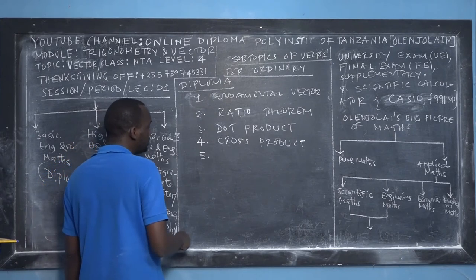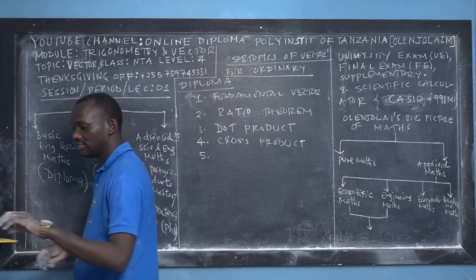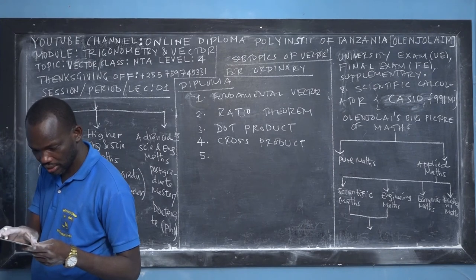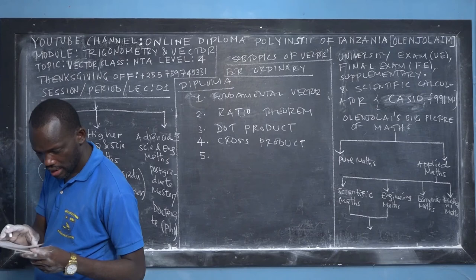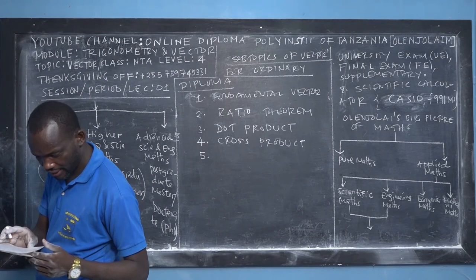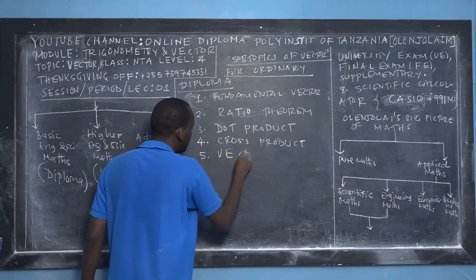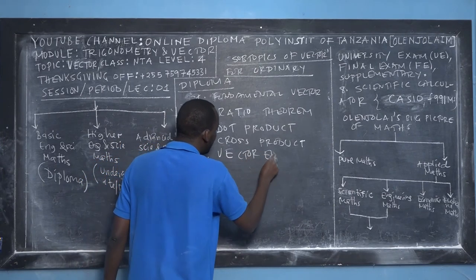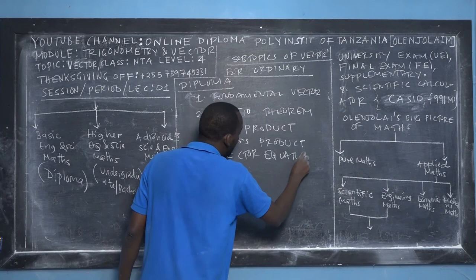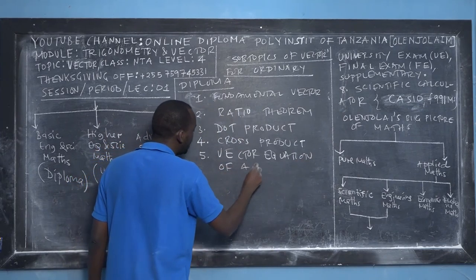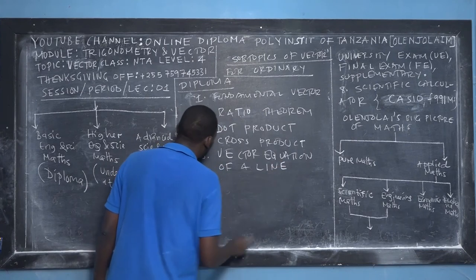The fifth concept is the vector equation of a line. Stay tuned, I will teach you all of these concepts. Vector equations of what? Of a line.